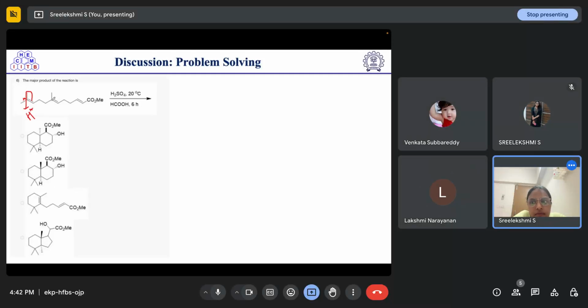But through which position, this carbon or this carbon? The first carbon, where the methyl is attached. If it attacks through here, a secondary carbocation forms; if it attacks through the other carbon, a tertiary carbocation forms. Tertiary carbocation is more stable, so it will attack through that carbon and form a carbocation here. How many membered ring is formed now? One, two, three, four, five, six. A six-membered ring forms, with one methyl group and this dimethyl group.